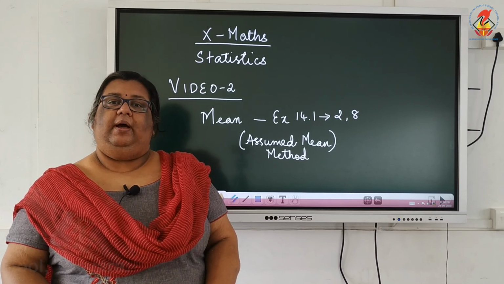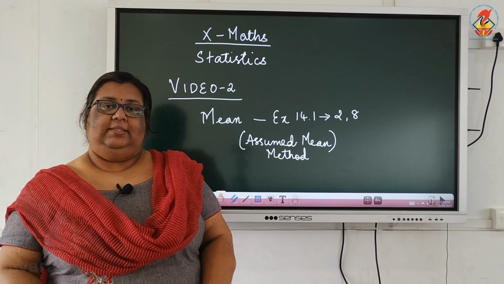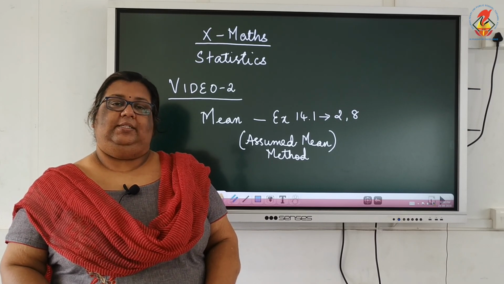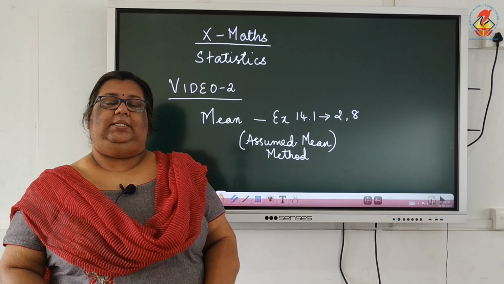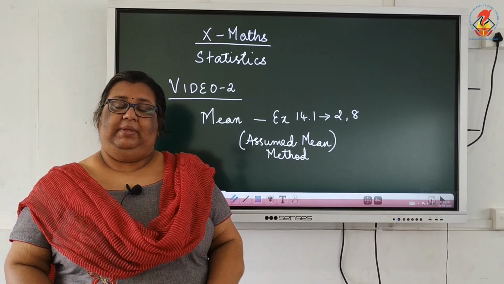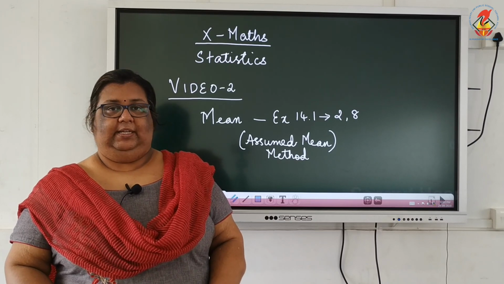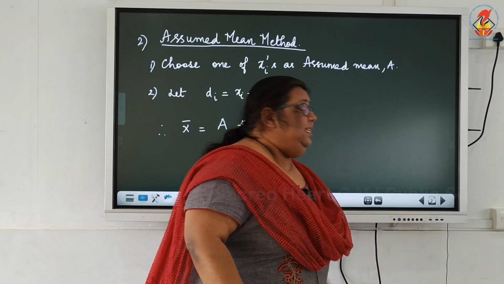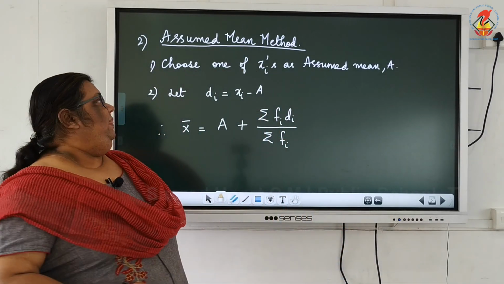And what was the formula? X bar is equal to sigma xi fi by sigma fi. Now, in this class, we learn another method to find the average or arithmetic mean of a set of data. The second method is called the assumed mean method.